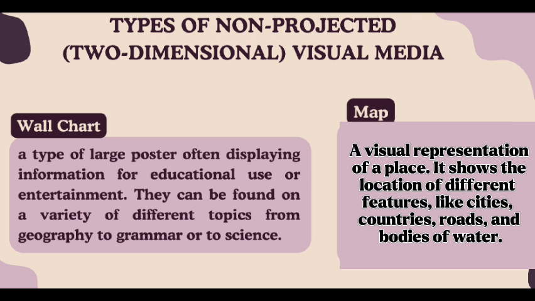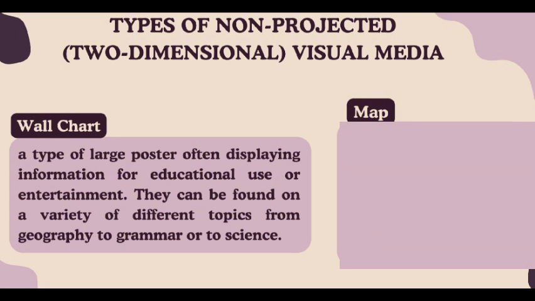Next is map. A map is a visual representation of a place. It shows the location of different features like cities, countries, roads, and bodies of water. Just think of the map as a picture or a drawing of a place that shows you where the cities are and how to get there.